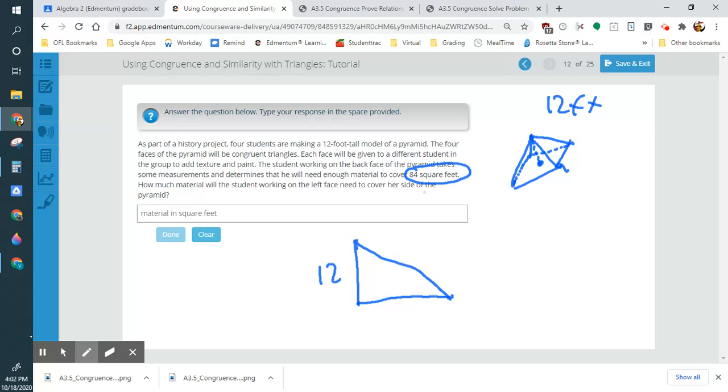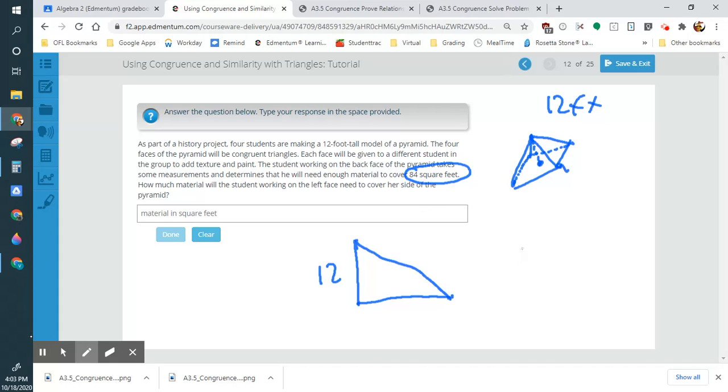Okay, the four faces of the pyramid are congruent triangles. Each face will have a different student texture. The student on the face needs to cover that. Okay, so if this is 12, I need to cover that much material.